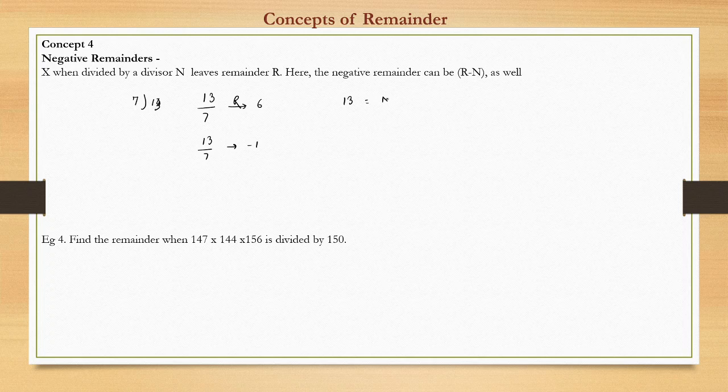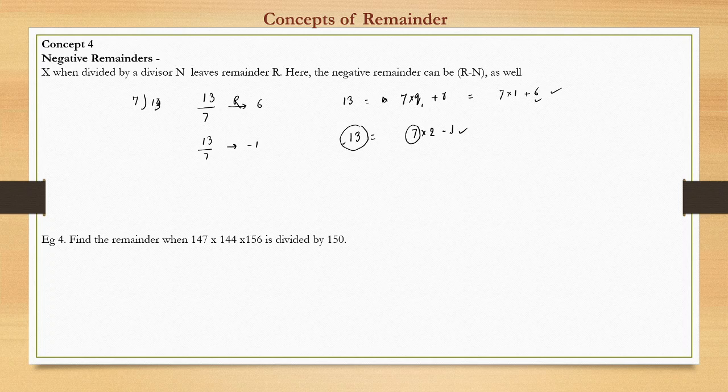Because 13 is nothing but n, which we can write as divisor times quotient plus r, that is 7 into 1 plus 6. Similarly, 13 we can also write as 7 into 2 minus 1. So 6 is a remainder and minus 1 is also a remainder, for the same number, the same divisor 7 and the same dividend 13, but different remainders 6 and minus 1.